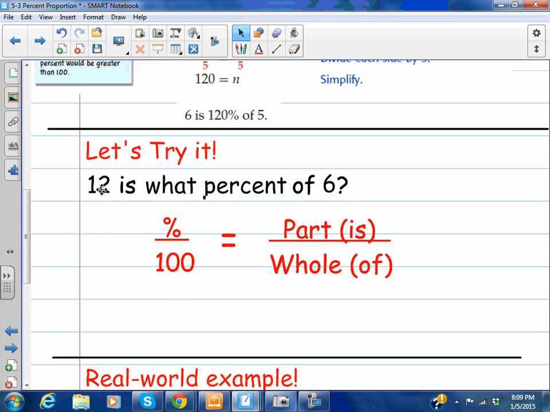Okay, give this one a try. 12 is what percent of 6? Okay, so you're going to put those in the right spot, and then give that one a try as well.